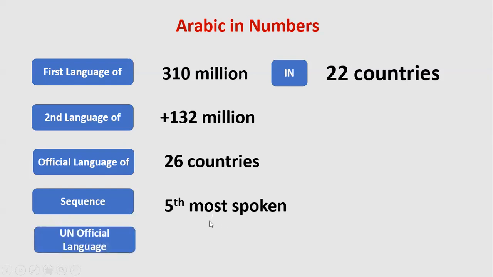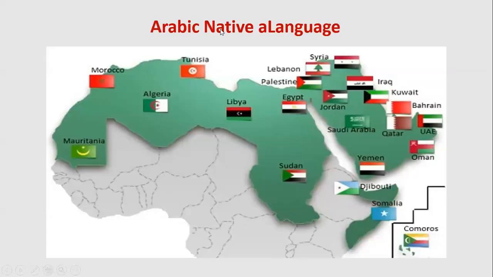And also Arabic is a UN official language, with English, French, Spanish, Chinese, Russian, and Arabic. Okay. So now we will take a look at the Arabic countries that speak Arabic as a first language. We have exactly 22 countries that speak Arabic as a first language. So wherever you go through these countries, you speak Arabic. So if you study Arabic, you will be able to communicate with 22 countries.